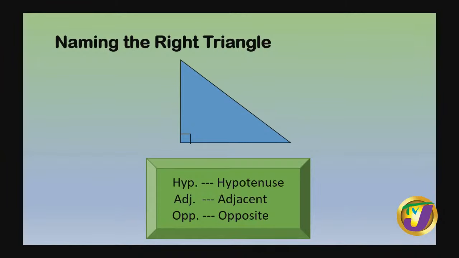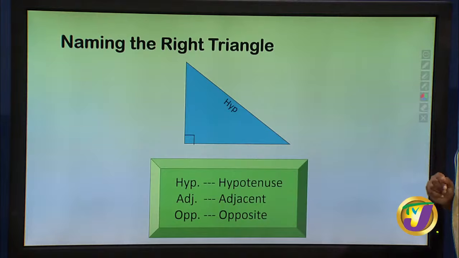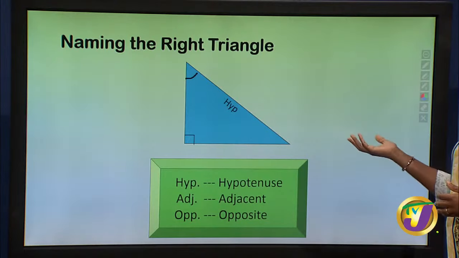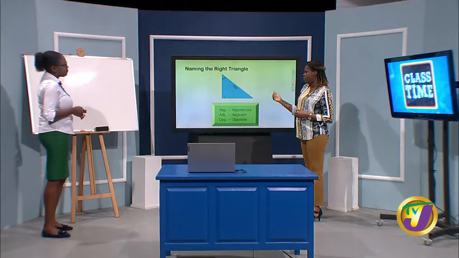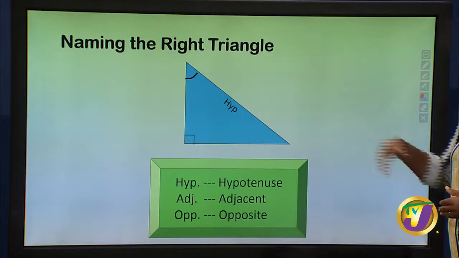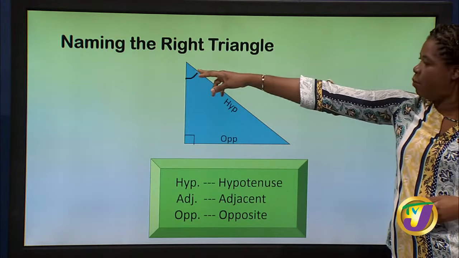So if we change the location of the angle, it's no longer here, but the hypotenuse, I notice, remains the same, which is always across from, opposite the right angle. And another thing to note about the hypotenuse in terms of Pythagoras' theorem, it's the longest side of the right triangle. So notice now the angle is here at the top.